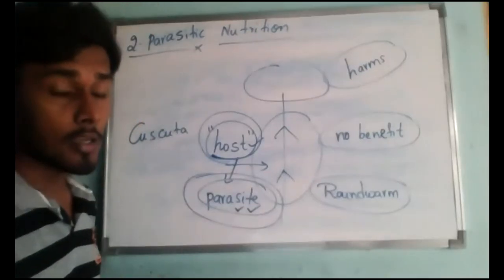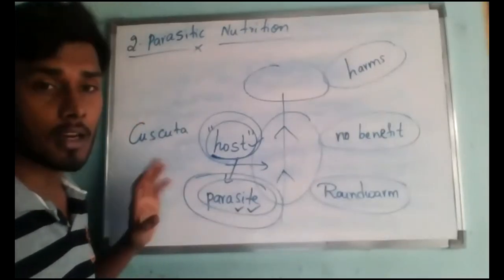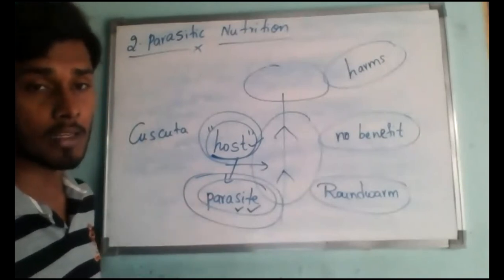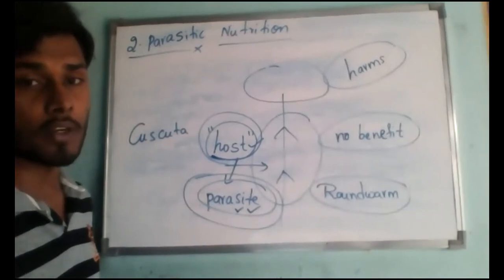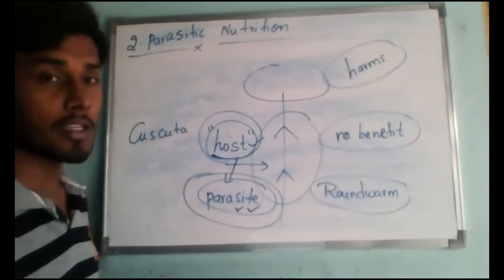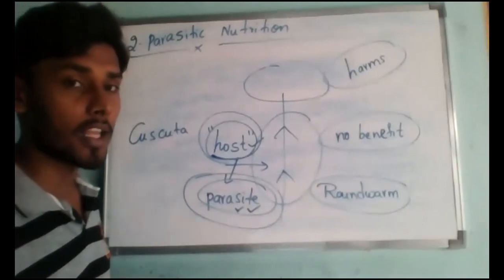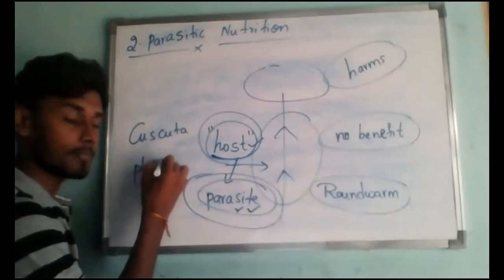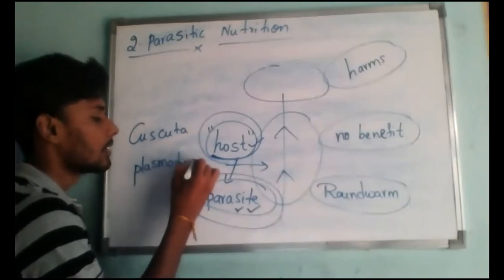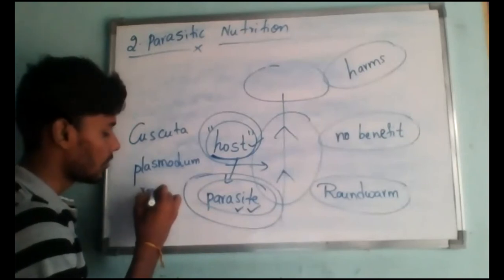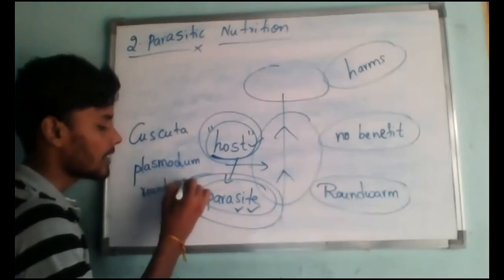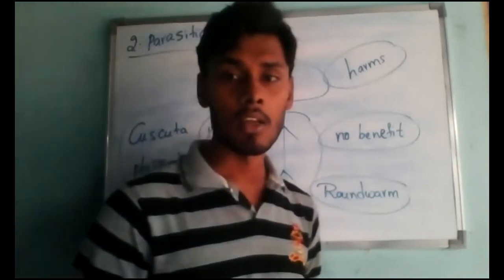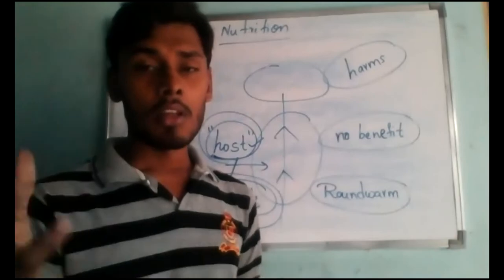So suppose if you take fungi, all of these are parasitic only. Bacteria, if you take, are also parasitic. And a few plants like Kaskuta, as well as animals like Plasmodium and roundworms. How many of you know Plasmodium? These all are animals. So everything is called as what? Parasites only. Understand?